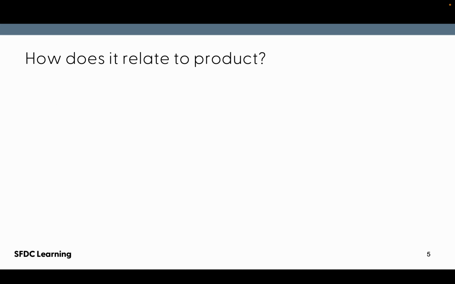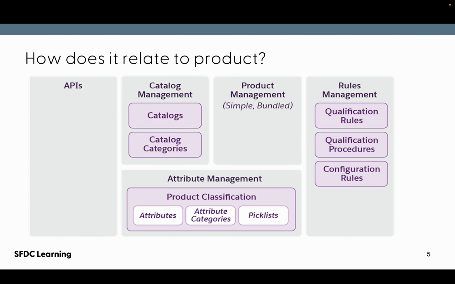Now, how does it relate to product in Salesforce RCA? So here is the data model of catalog, product, attribute, and rule management in Salesforce RCA. We are only concerned about product and attribute management over here. As you can see, there is an object called picklist, an object called attribute categories, and an object called attributes. We are going to see this later in the demo.